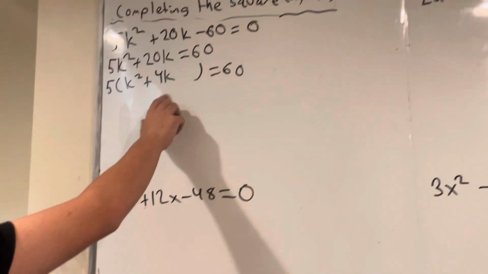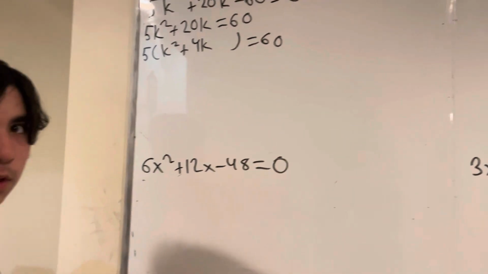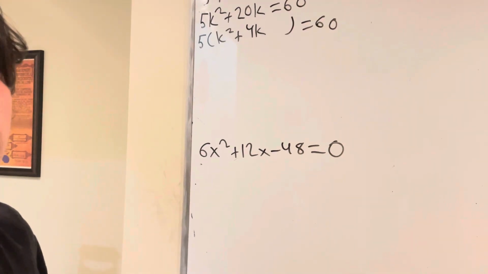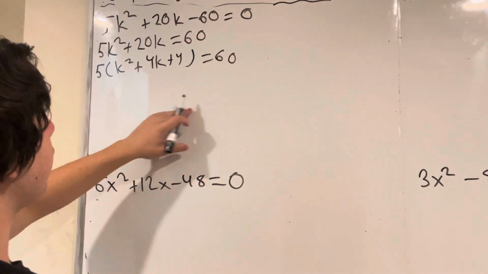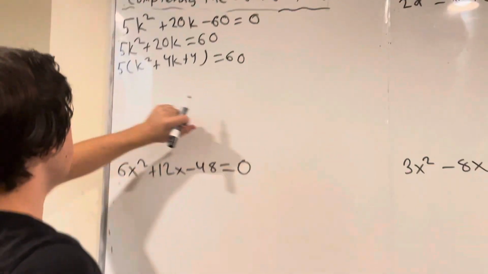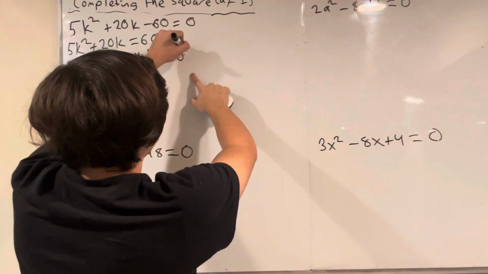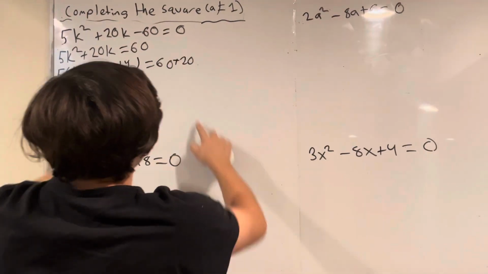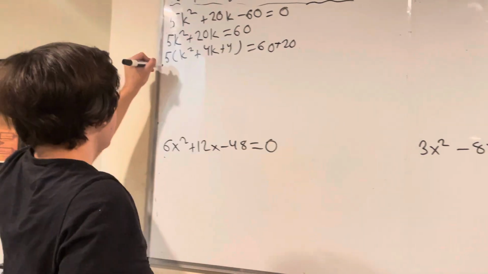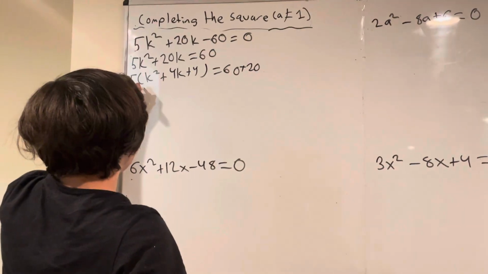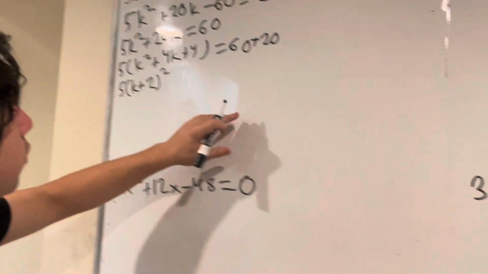Now I take this coefficient of the k here, divide by 2, and then square. So 4 divided by 2 is 2, and 2 squared is 4. So I add 4 here. But I don't add 4 over here, because what we actually added was 5 times 4, which is 20. So we actually add 20 over here. And this can factor, because it's a perfect square trinomial, and it is going to be 5 times k plus 2 squared. And that's going to equal 80.